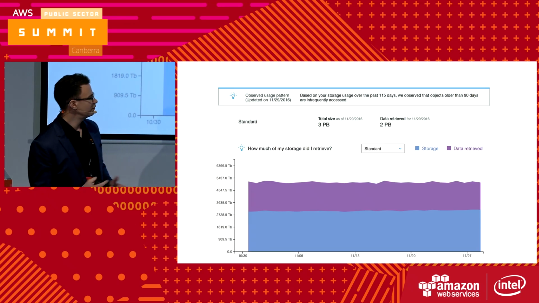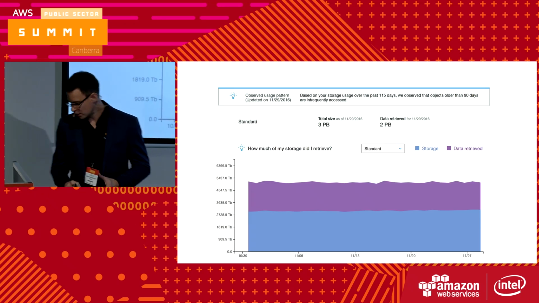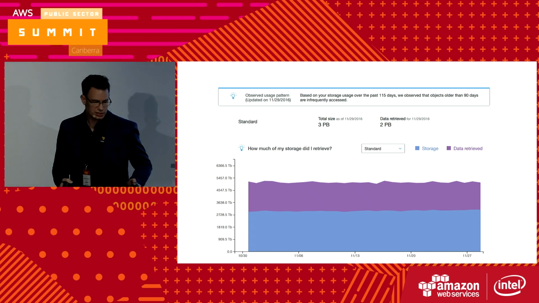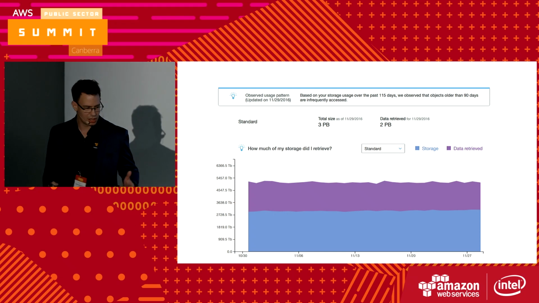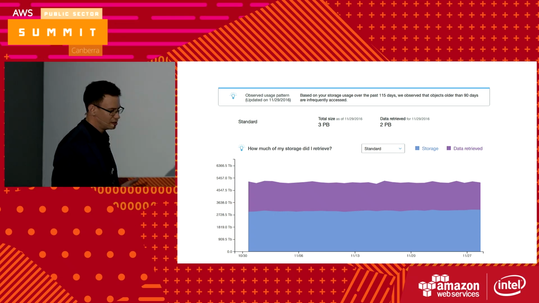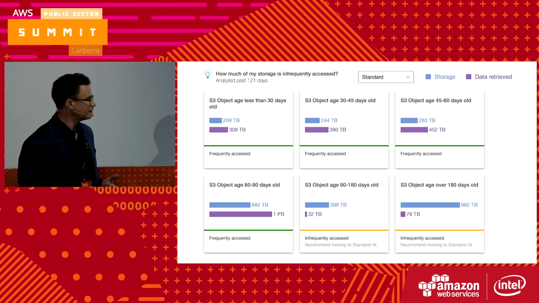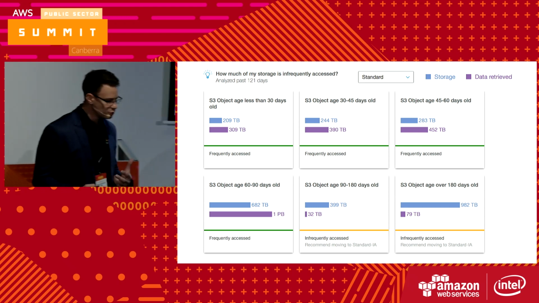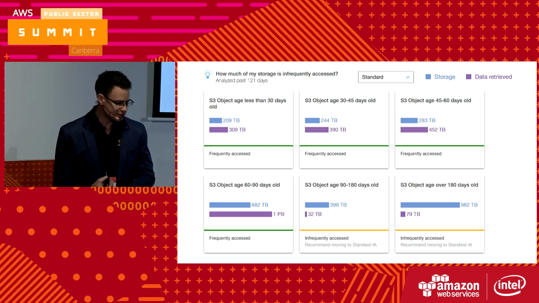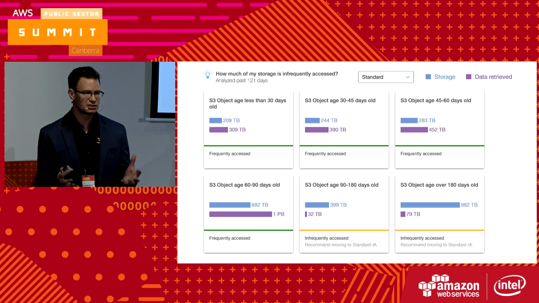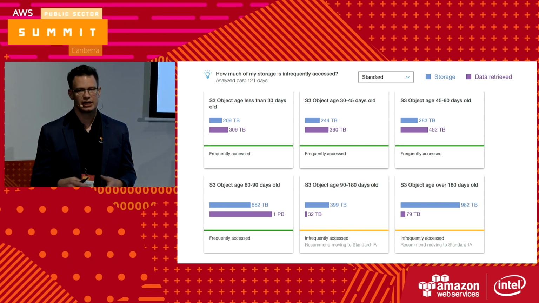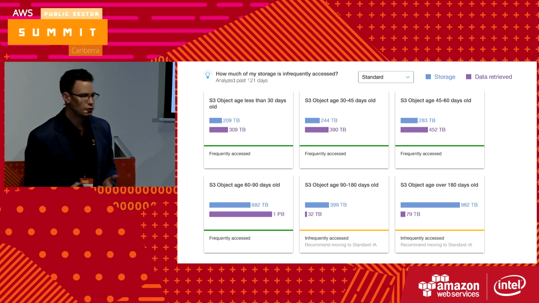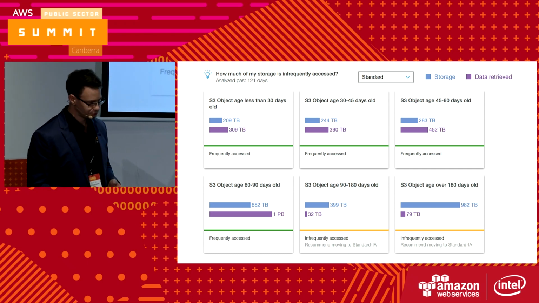So this is an example of looking at S3 Analytics. So you can see that 2/3 of the data is not being accessed, and only 1/3 of the data is being accessed regularly. And you can go deeper than that and see options where you can see that this sort of analysis of this data over this time period is showing us that data that's 90 days or older is being recommended to be moved into infrequently accessed.